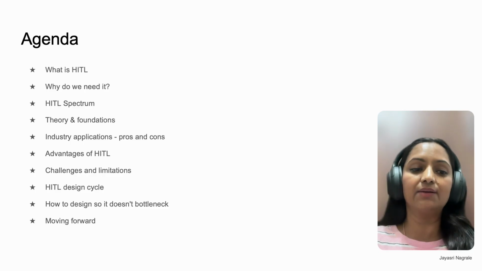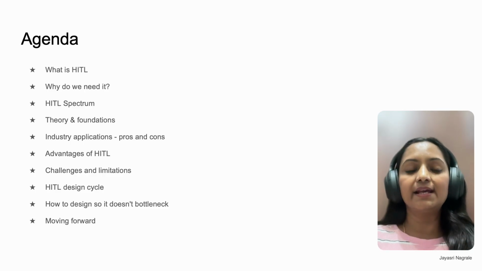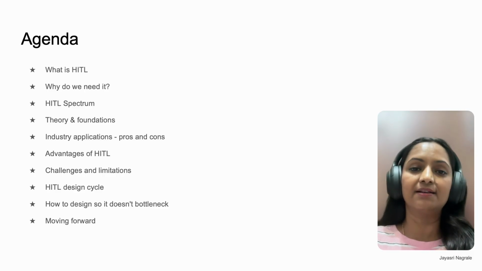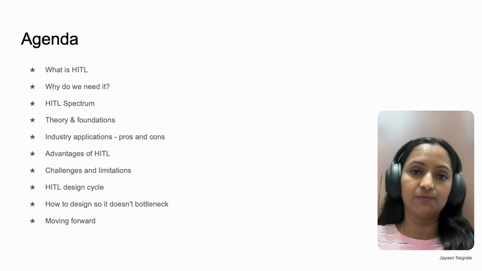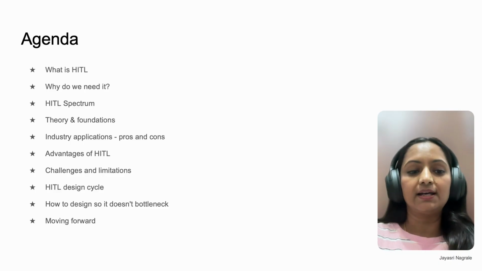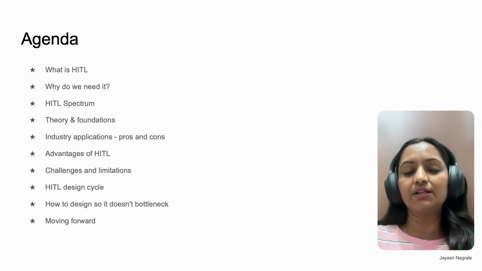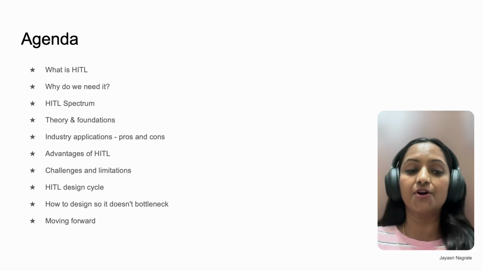So first we will look at what HITL is. Then we will dive a little bit into why we need it in the first place. Are the AI systems not good enough by themselves? Then we'll look at the different spectrum of HITL. What are the different types and categories of HITL? We'll look at a little bit of theory and foundations, just so that our understanding of the core concepts is strong.